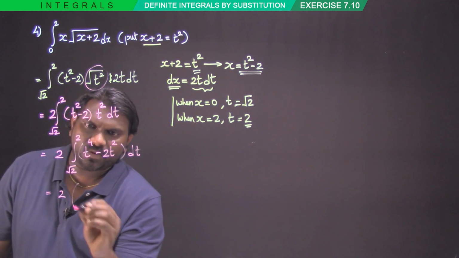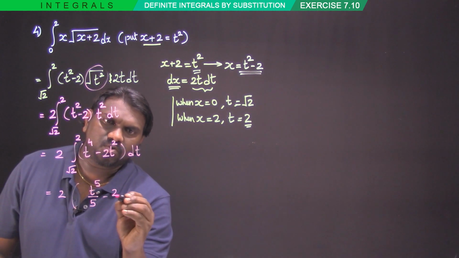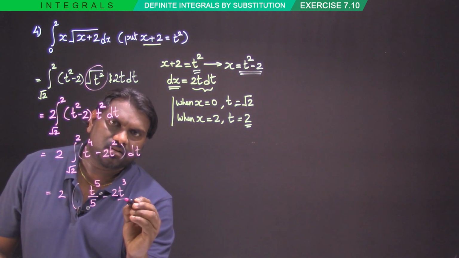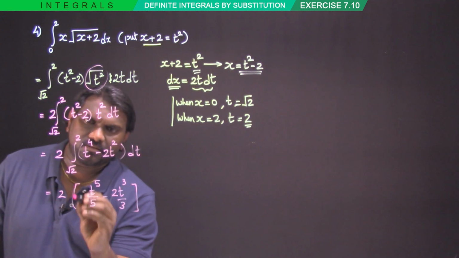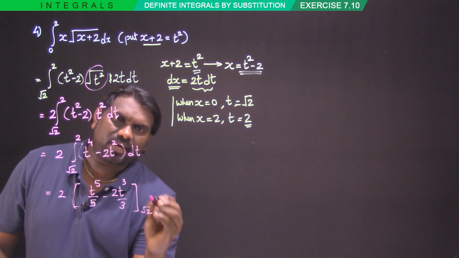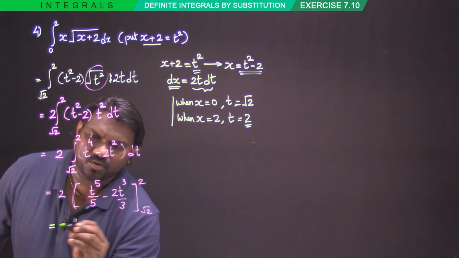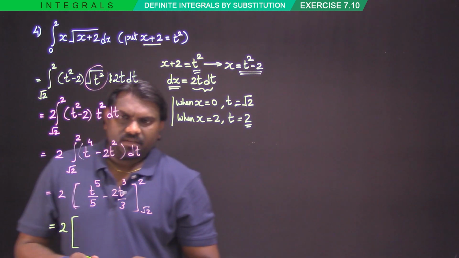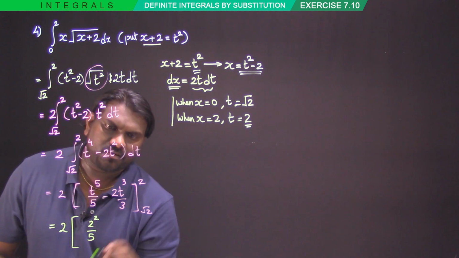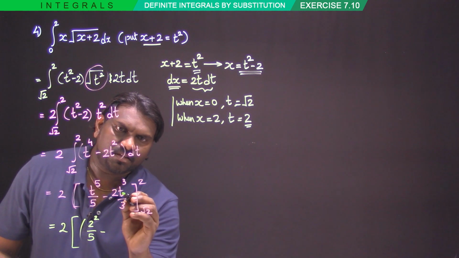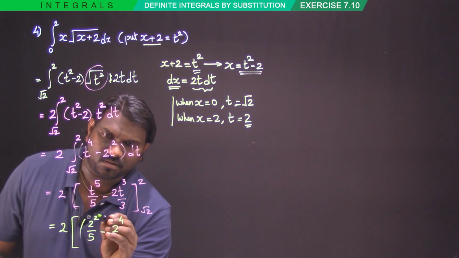Yes, now you're going to integrate this. So if I start to integrate, what I will be getting here is t raised to 5 by 5 minus 2 times t raised to 3 by 3. And then I'm going to apply the limits, which are root 2 and 2 here. So let's see what I'm getting. 2 is common. Then 2 inside will be 2 to the power 5 by 5 minus 2 cube. This is not 4, this is 5.